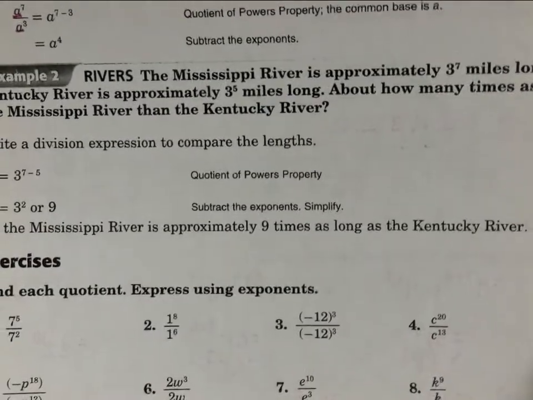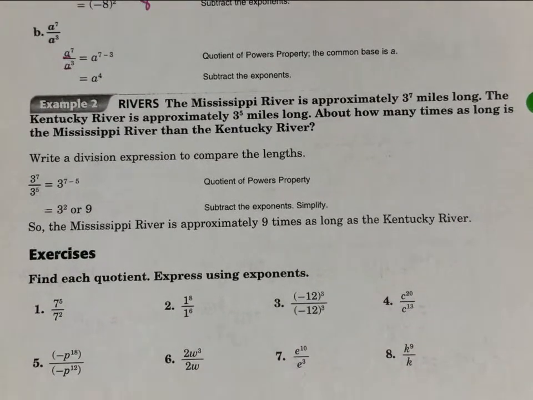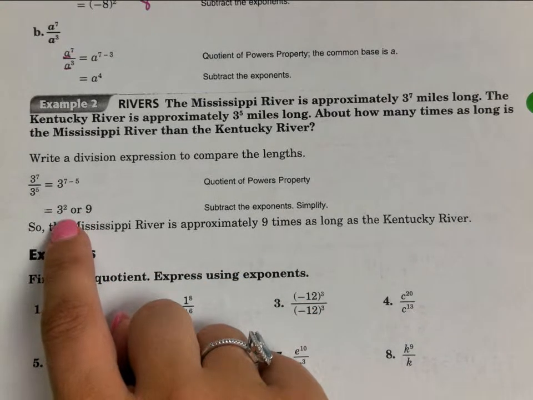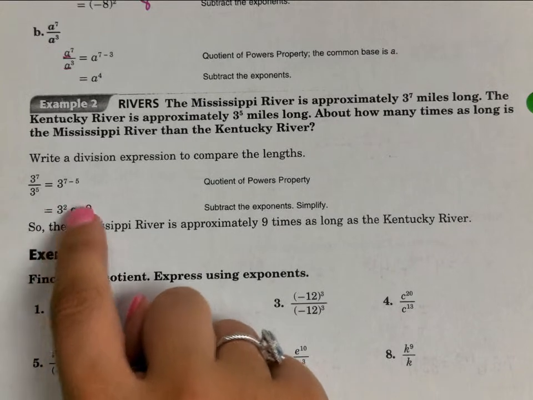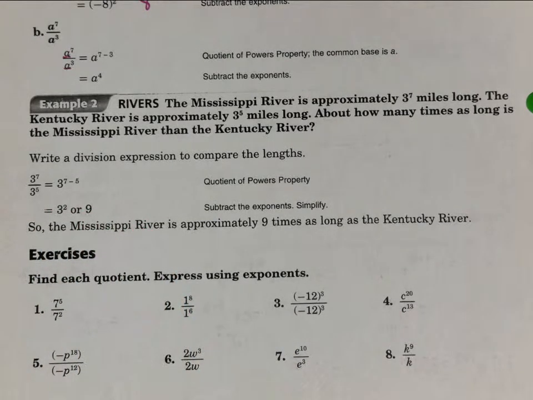Example 2 is actually a word problem. And we are trying to compare distances. So the Mississippi River is approximately 3 to the 7th miles long, and the Kentucky River is approximately 3 to the 5th miles long. About how many times as long is the Mississippi River than the Kentucky River? So I can write those exponents as the division law. So when I simplify that, it gives me 3 to the 2nd. And then, of course, 3 to the 2nd is 9. So that tells you that the Mississippi River is approximately 9 times as long as the Kentucky River.